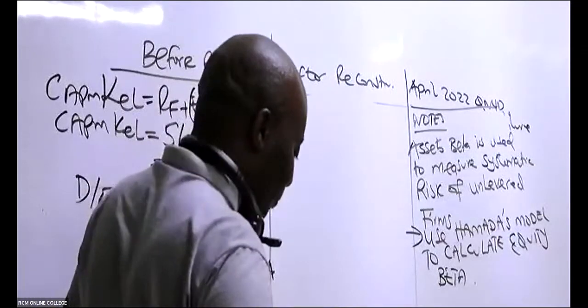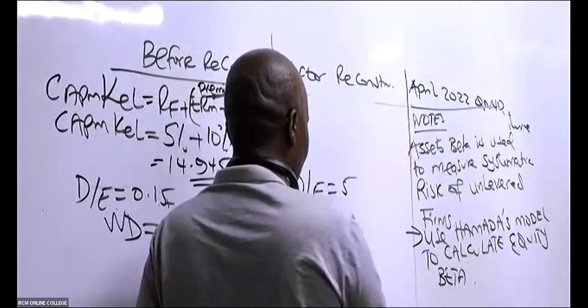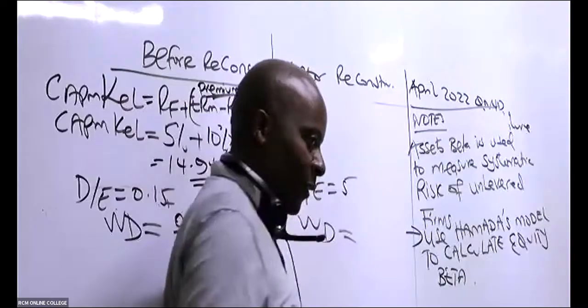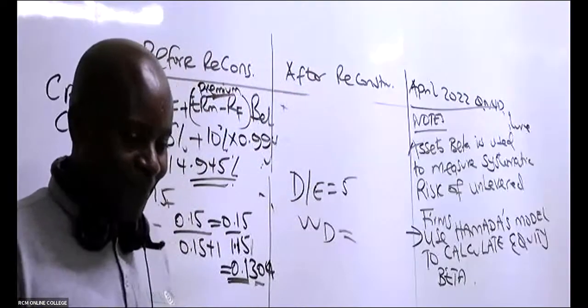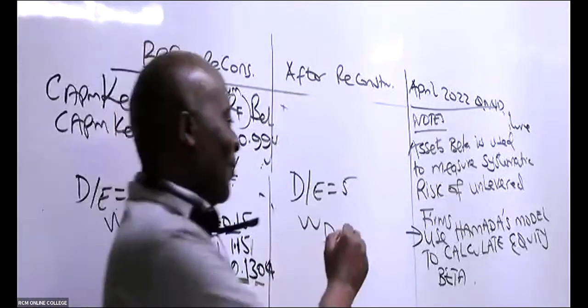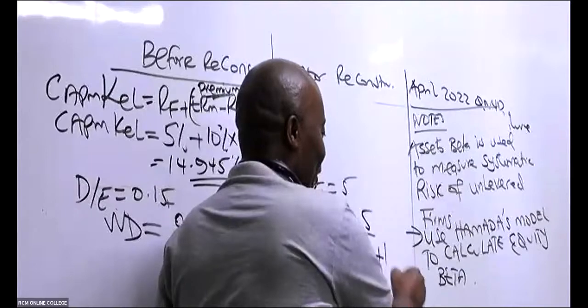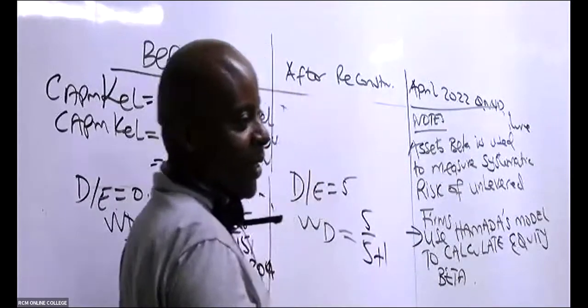What if you are given debt to equity ratio is 5? Very fast. Can somebody give me the weight of debt? 5 over 6, yes. Because you take 5 all over itself, which is plus what here, somebody? Which is the same as 5 over 6.